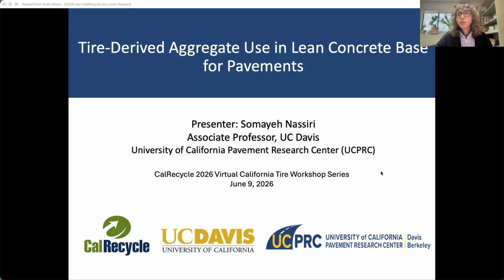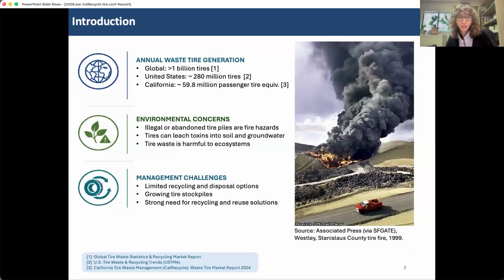And with that, some of the motivations for looking at this, and what encourages me as a researcher to get into this, is just looking at the sheer volume of scrap tires, end-of-life tires, produced on a global scale. It is more than a billion tires. I'm seeing that it is actually around 1.5 billion now. According to more recent reports, in the United States that's in the amount of 280 million tires, and in California alone, it's nearly 60 million passenger tire equivalents.